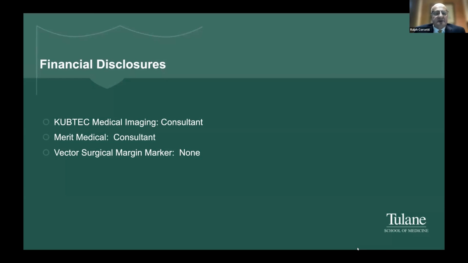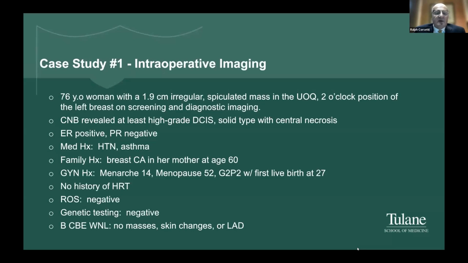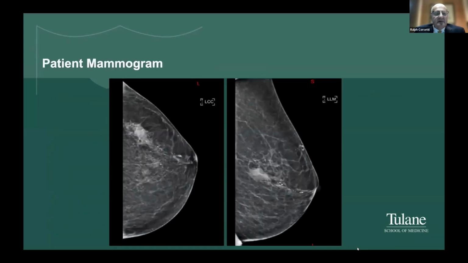I just want to go over a couple of cases and how we use our Cubtech technology. This is a patient. She's a 76-year-old woman who had about a 2-centimeter mass in the upper outer quadrant of her left breast. A core needle biopsy was performed, showing at least high-grade DCIS, with some solid features and central necrosis. Otherwise, no significant risk factors. Her genetic testing had been negative.